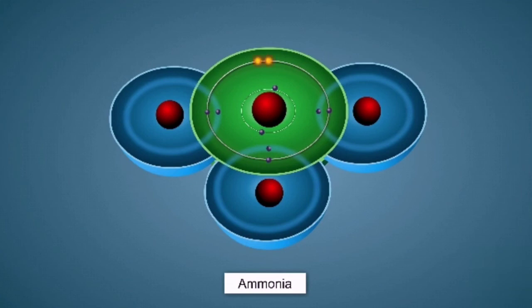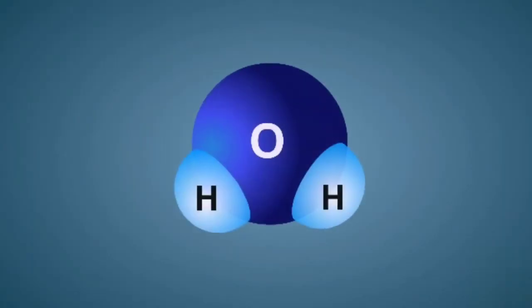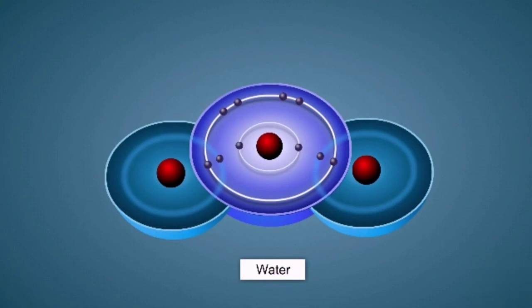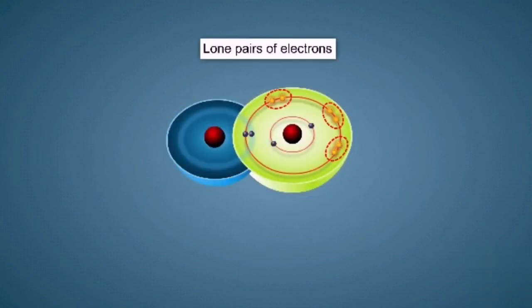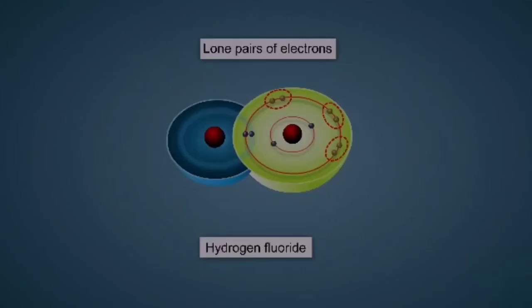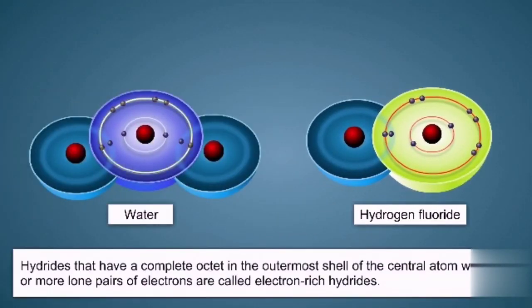However, of the 8 electrons in its valence shell, 2 electrons do not involve in bonding and exist as a lone pair of electrons. Similarly, the hydrates of group 16 like water exist with 2 lone pairs of electrons, and hydrates of group 17 like hydrogen fluoride exist with 3 lone pairs of electrons. Such hydrates that have a complete octet in the outermost shell of the central atom with 1 or more lone pairs of electrons are called electron rich hydrates.